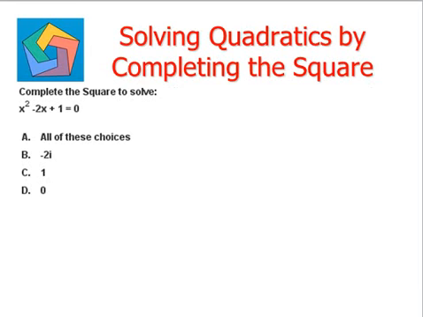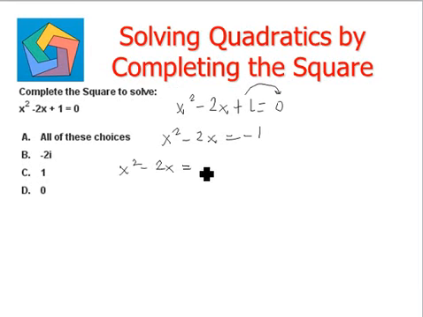Let's try the last question. Complete the square to solve, and we're given x squared minus 2x plus 1 equals 0. Our first step is to move the loose number to the right hand side. x squared minus 2x equals negative 1. We divide by the x squared term, which is 1 in this case, so the equation remains unchanged. Here we are again with the same thing.